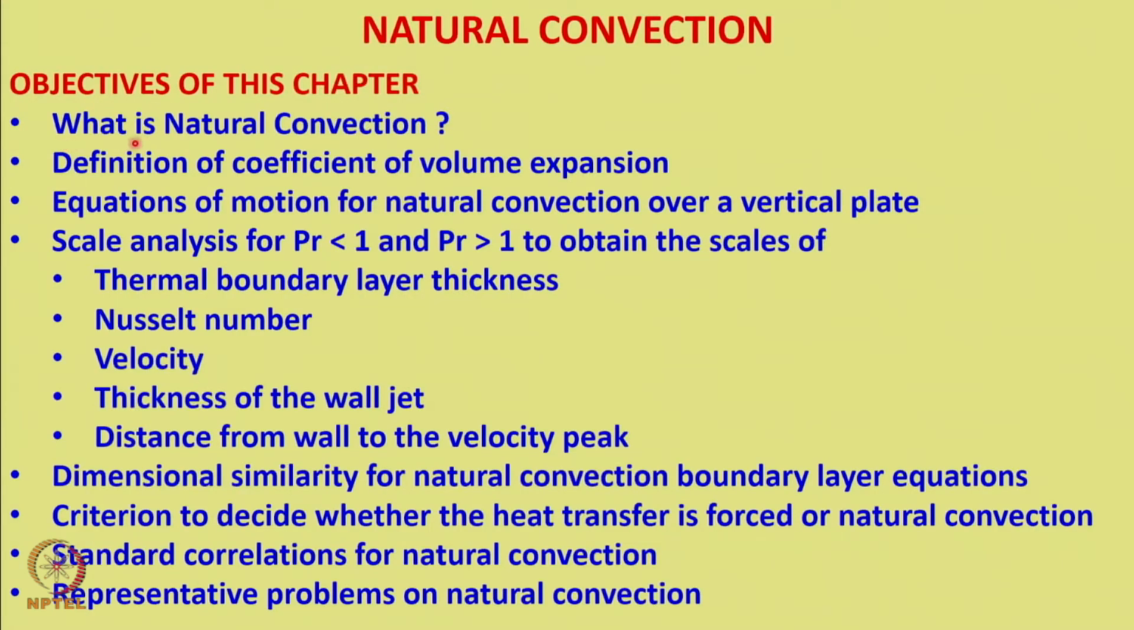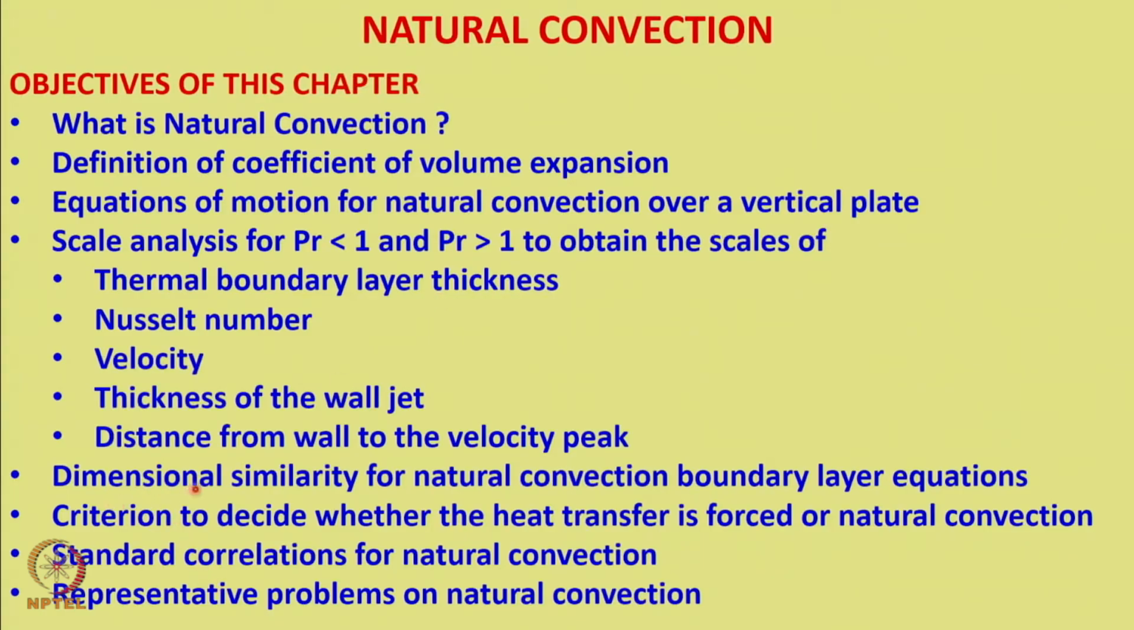To understand, we will take up the question, what is natural convection? And we will define the coefficient of volume expansion. Then we shall derive the equations of motion for natural convection over a vertical plate. In the same way as we did for flow over a flat plate, we will do the scale analysis for Prandtl number less than 1 and greater than 1 to obtain the scales of thermal boundary layer thickness, Nusselt number, velocity, thickness of the wall jet, and distance from the wall to the velocity peak. All of these values we will get from scale analysis. Of course, orders, not the values, orders.